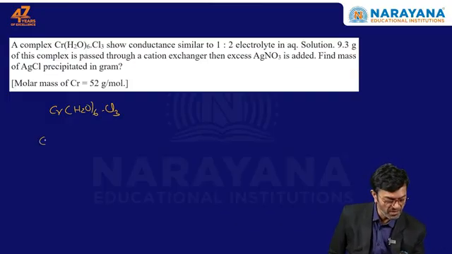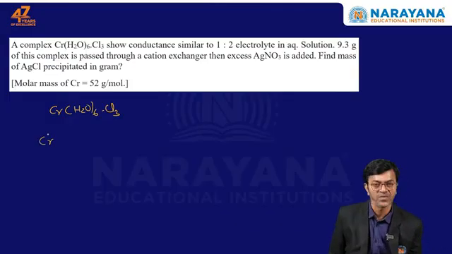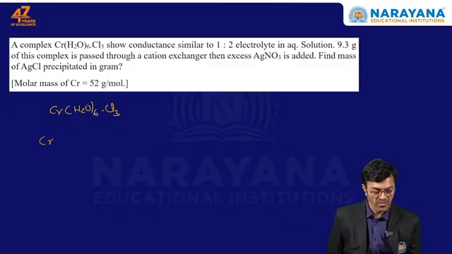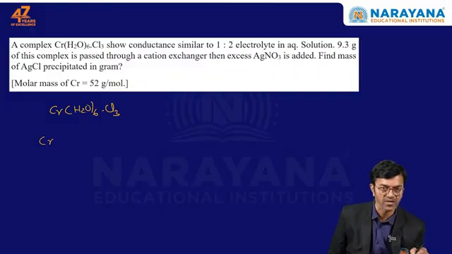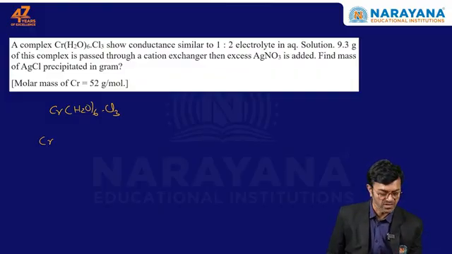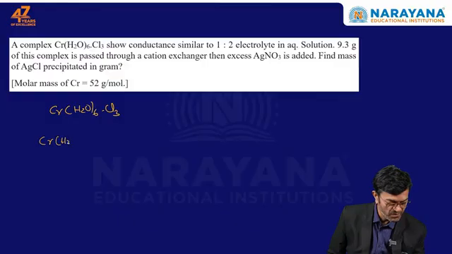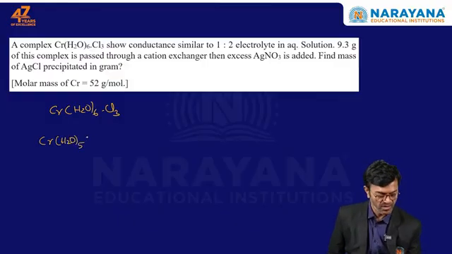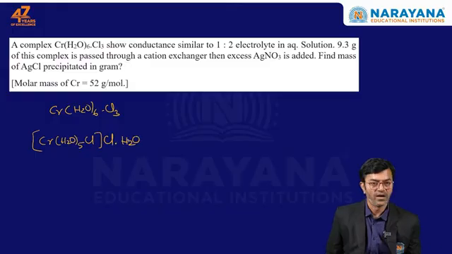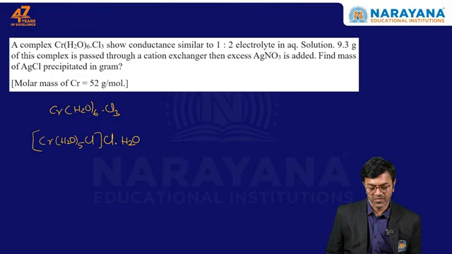Here chromium is in the +3 oxidation state, so generally it will have coordination number 6, but we need to have 2 anions outside out of the 3 chloride ions. That means 1 chloride must be part of the coordination sphere. So, to adjust that, we should keep 5 aqua ligands inside the coordination sphere, 1 chloride inside, and 2 chlorides out, and then it will be the hydrated form, monohydrate. This is the formula of the complex.